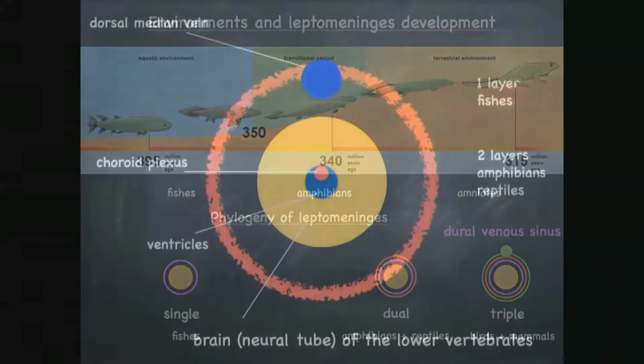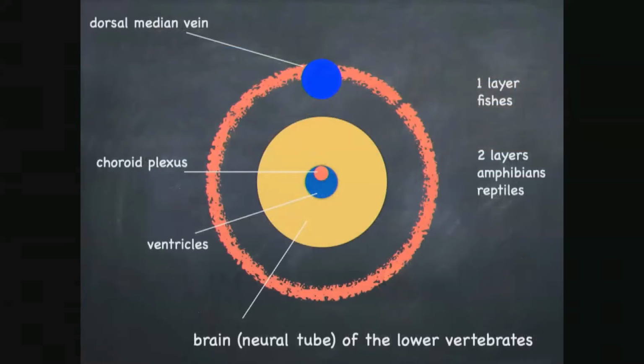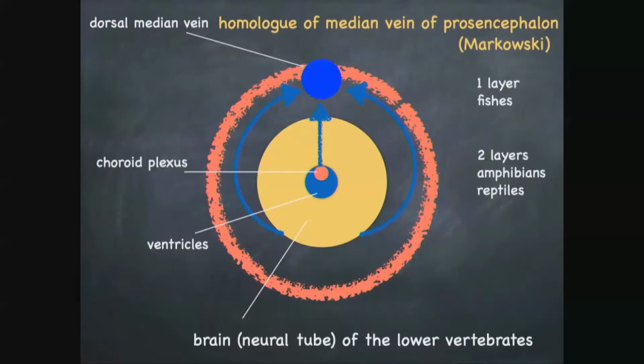This is an illustration of the leptomeninges of fish and amphibians, the lower vertebrates. From the ventricles, it drains to the dorsal median vein, and the parenchyma also drains to the dorsal median vein. This is not the superior sagittal sinus. This is a cortical vein running in the subarachnoid space. And interestingly, this is homologous to the median vein of the prosencephalon of Markowski in humans.